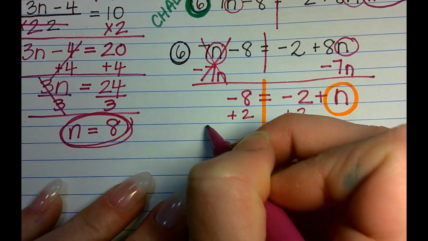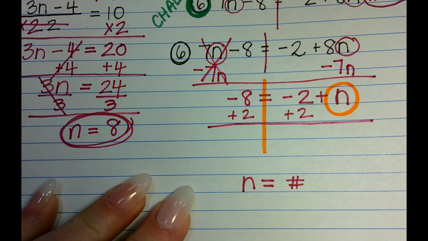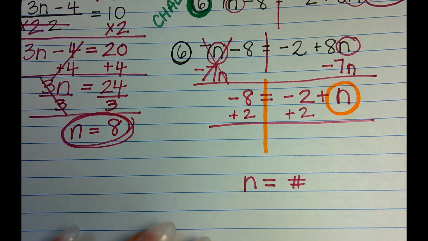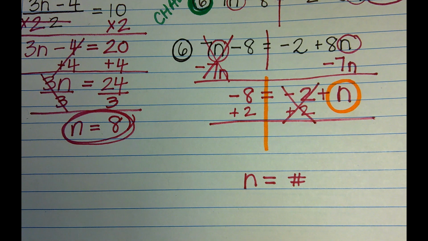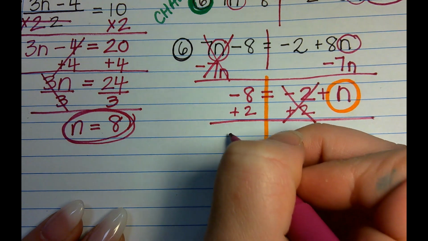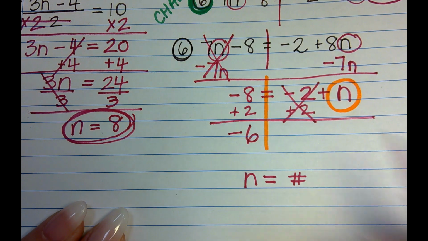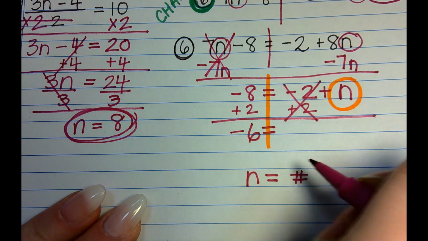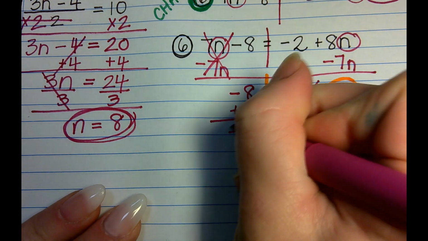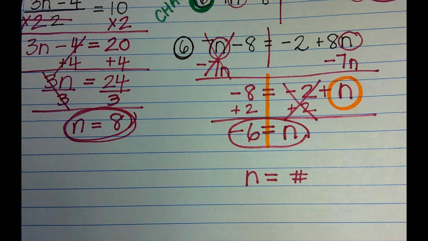Add 2 on both sides. Cancel, cancel. Minus 6 is our answer. Negative 8 plus 2 is minus 6. And that's what you got. Awesome, the same thing. So negative 6 equals n. That would be it. That's our answer.